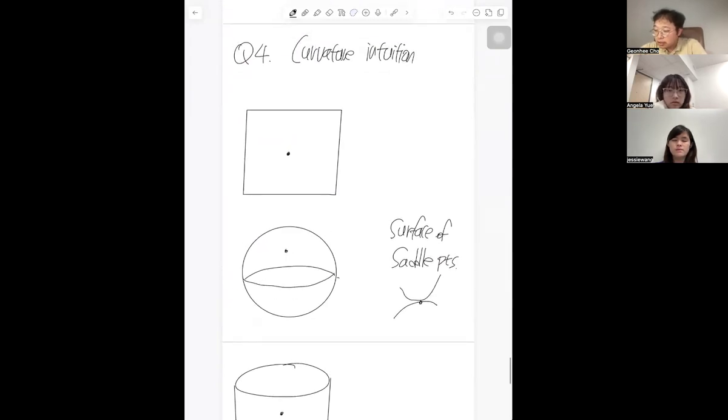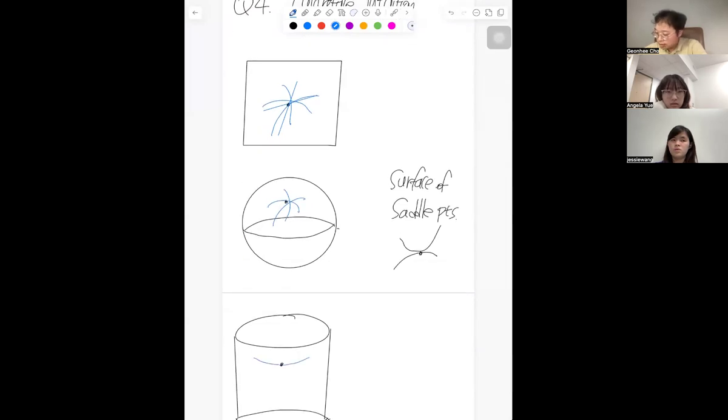Something like this. Then consider all possible curves passing through this point. So it's kind of like this, like this, like this, and so on. Here, like this, like this, but there's no straight line. Here, like this. Is that okay with you? So there are infinitely many curves on a chosen surface passing through the chosen point. Is that okay with you?